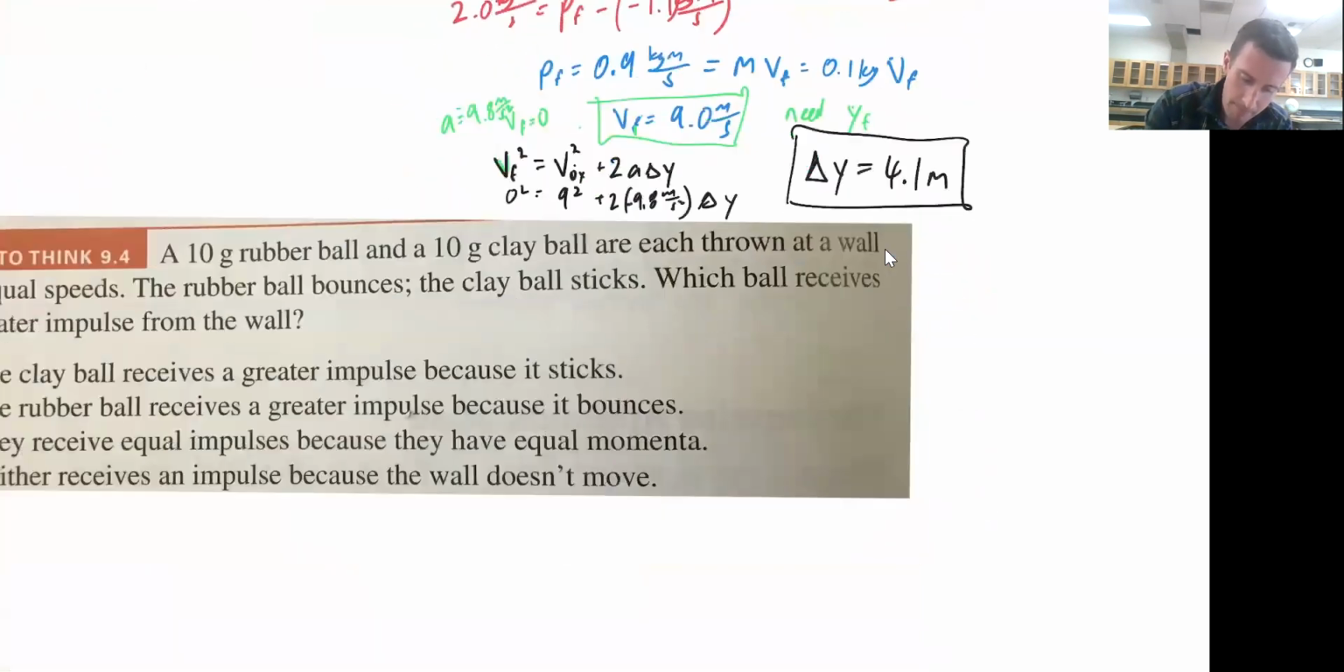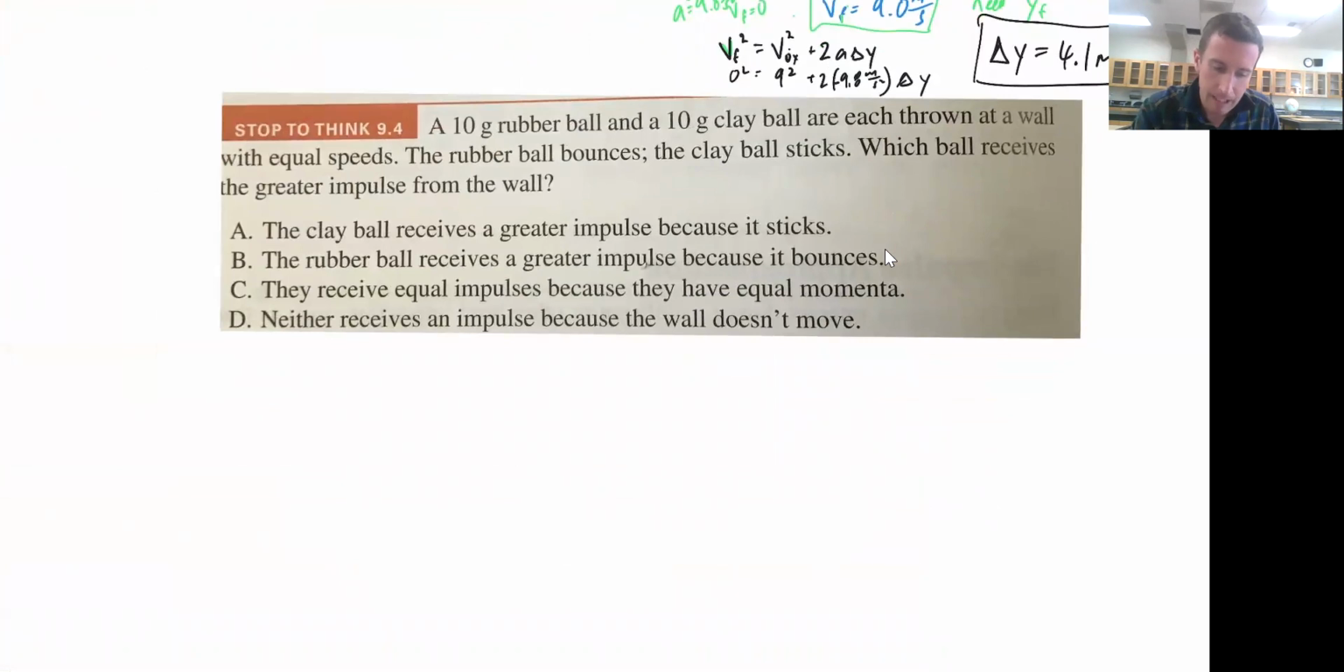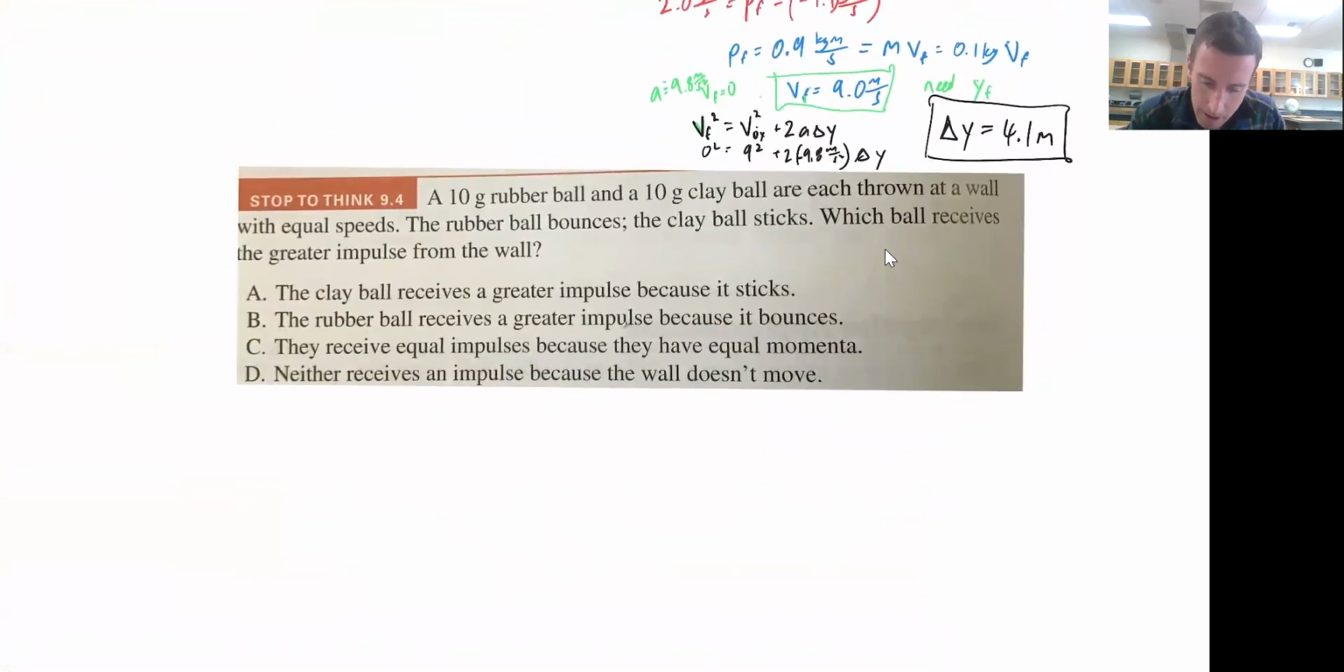Wonderful. All right, let's do a stop and think again. A 10-gram rubber ball and a 10-gram clay ball are each thrown at a wall with equal speeds. The rubber ball bounces, the clay ball sticks. Which ball receives the greater impulse from the wall?